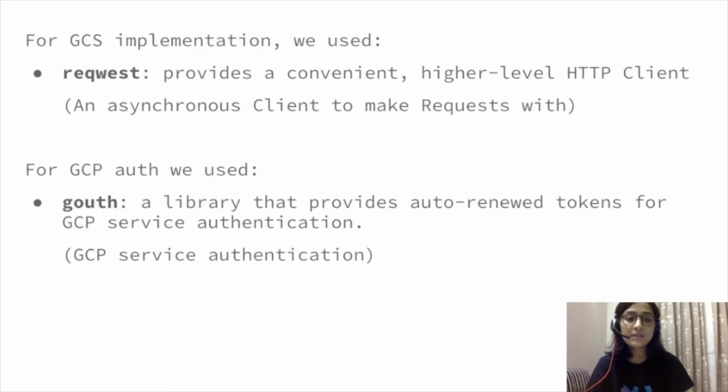For that, we use another library called gauth that is specifically for GCP service authentication and works by providing auto-renewed tokens. All you need is a service token JSON file and an environment variable called GOOGLE_APPLICATION_CREDENTIALS that points to the path of this file. On Google Compute Engine, it fetches the credentials from the metadata server. We can come to this again in the walkthrough as well.